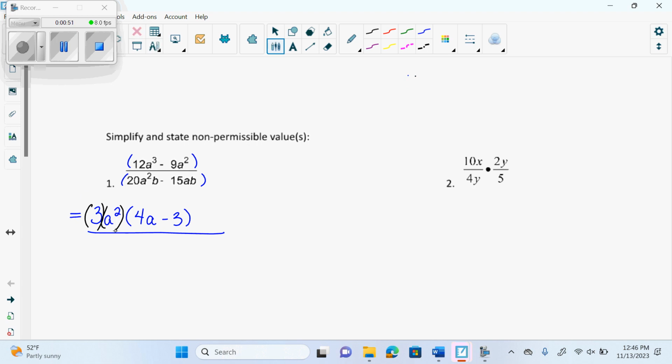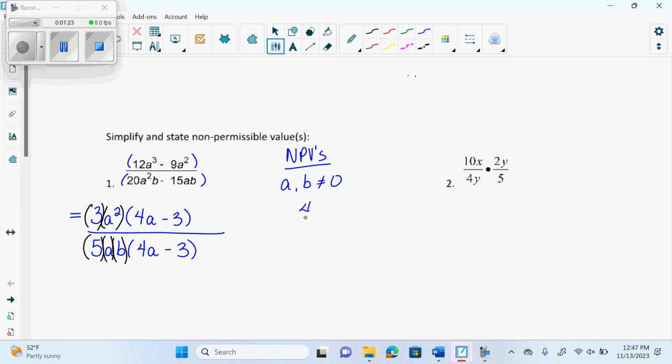Then on the bottom, I can take out a 5ab, and then I'm left with 20a squared b divided by 5ab is 4a minus 3. Monomial, monomial, monomial. Now, the catch is, does a 5 get me any non-permissible values? The number 5? No? What about the a and the b? Yes. So your NPVs are a and b cannot equal 0.